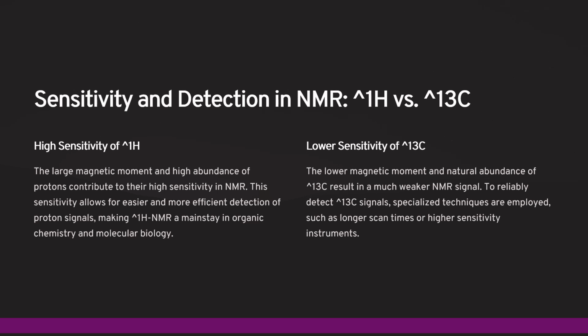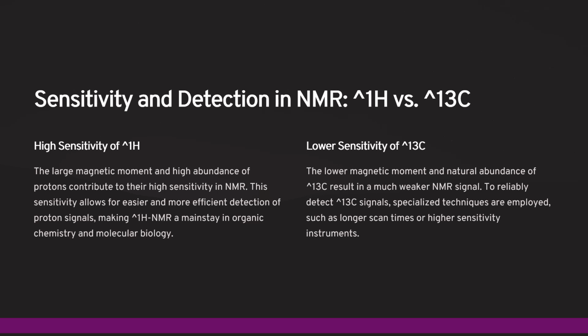Let's now look at how the sensitivity of proton and carbon-13 signals in NMR differs. Proton NMR is highly sensitive, thanks to the large magnetic moment and high natural abundance of protons. The high sensitivity allows for easier and more efficient detection of proton signals, which makes proton NMR a major technique in both organic chemistry and molecular biology. This sensitivity makes proton NMR a powerful tool for studying molecular structures and dynamics, as proton signals are often readily detectable.